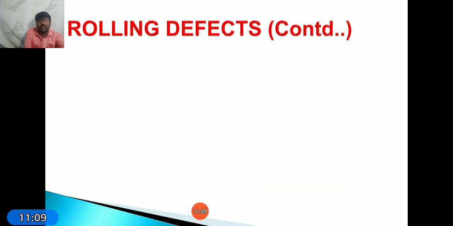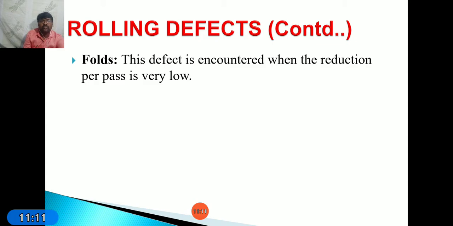Next, coming to faults, this defect is encountered when the reduction per pass is very low. In that case, the faults will happen.